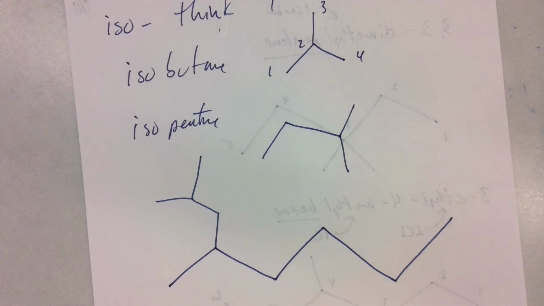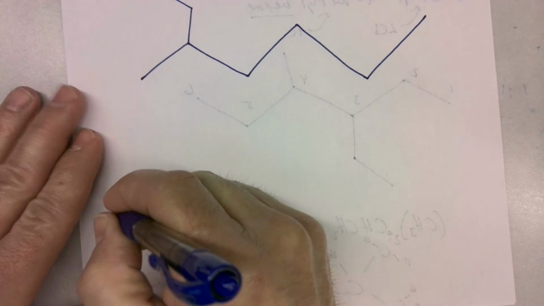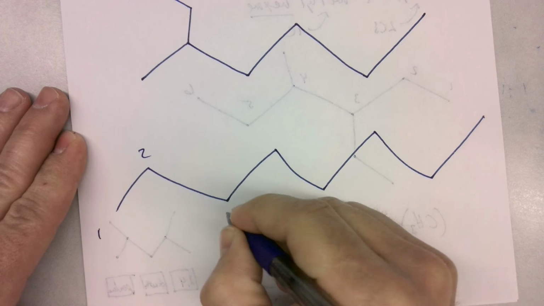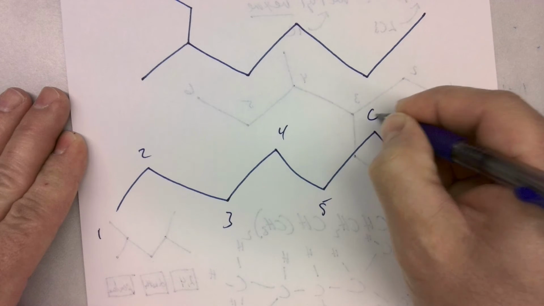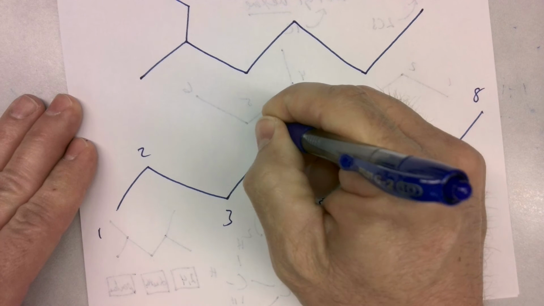Yeah, so usually they'll have like an isopropyl or something. Like if I did this, here's a good example. So I got 1, 2, 3, 4, 5, 6, 7, 8. Now here, I could do this.